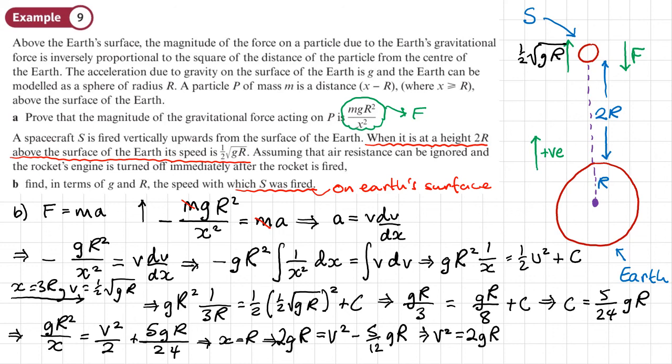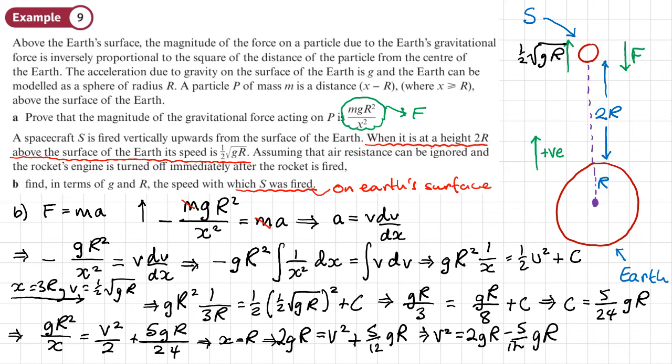minus 5 over 12 gr. Wait, let me just check my working again. I've put a minus here, I'm not sure why. That should be a plus. Sorry about that. That should be a plus, which means as it moves to the other side, that's a plus, because I wrote a minus by mistake. So that will become minus 5 over 12 gr.